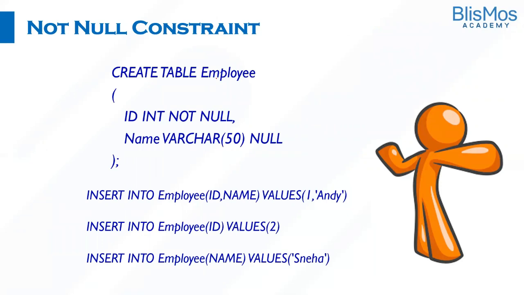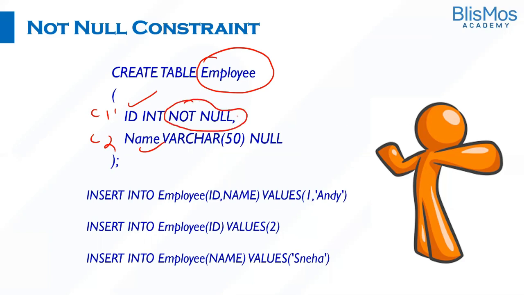Assuming that you are creating a table called employee. Within that, you have column 1 and column 2. Column 1 is ID, column 2 is name. If you observe here, I am defining ID as a not null column. So after creating a table, obviously we'll insert the data, right? Then when you insert the data into employee, ID, name, values 1 and Andy, this gets inserted without any complaints.